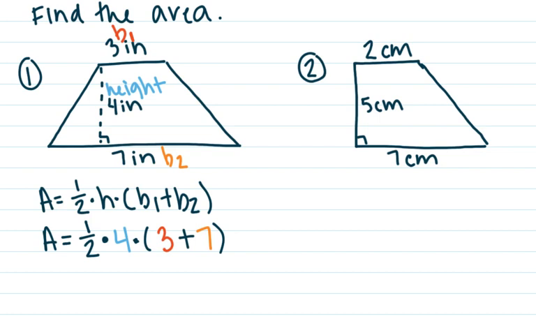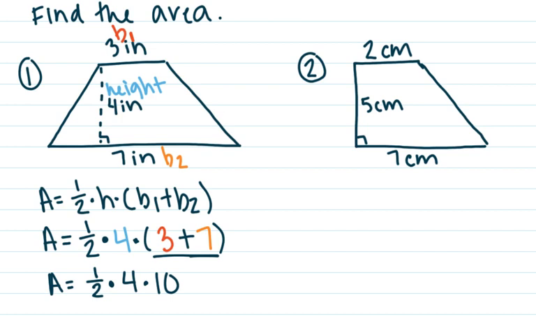Once I plug my numbers in, now all we have to do is solve. The area is going to equal 1/2 times 4. Order of operations tells me to solve parentheses first, so I have to add those together. And then just like our triangles, I can multiply these numbers here in any order that I want. So I can multiply the 4 and the 10 together. I can multiply the 1/2 and a 4 together. It doesn't matter what order I combine these things together.